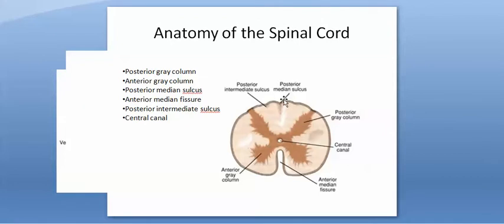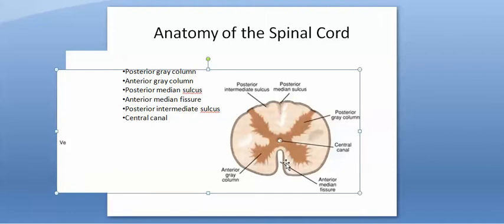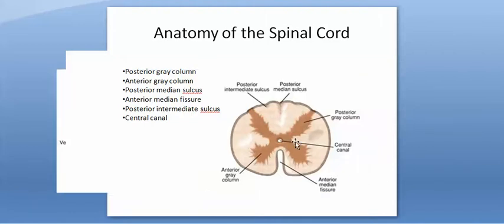Then we have the posterior median sulcus, anterior median fissure. So remember the longitudinal fissure of the brain? Remember, a fissure is just a really big sulcus, and the anterior aspect has a very large sulcus, which is a fissure. Okay, and then we have the posterior intermediate sulcus, and then the central canal. And the central canal is where that cerebrospinal fluid flows through.